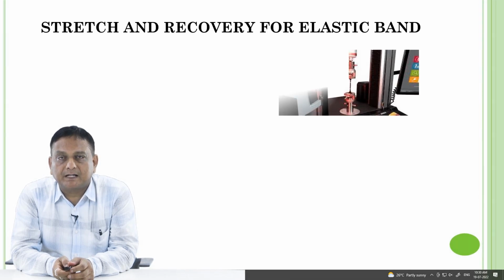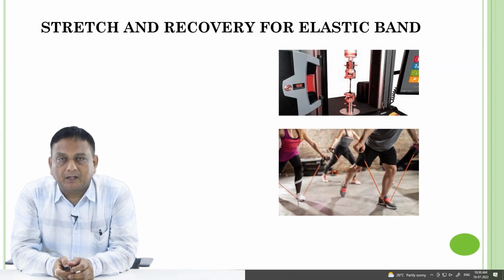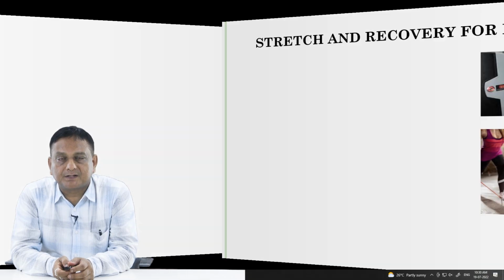Stretch and recovery for elastic bands is of course judged with different instruments, and it is useful for sports persons also.